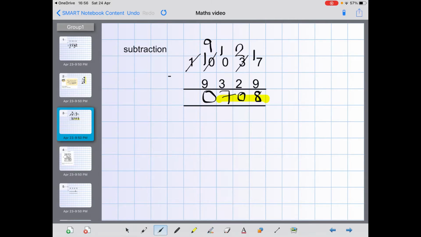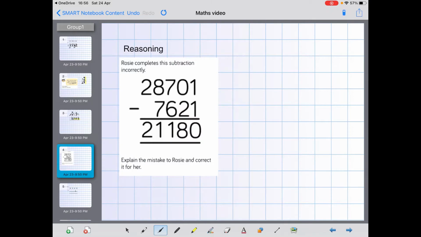Similar to addition, we will now go on to complete a subtraction reasoning question. Rosie completes this subtraction incorrectly. When we are doing addition, subtraction, multiplication and division, a lot of the reasoning questions that we have are to explain mistakes that other people have made. This is the opportunity for children to show that they understand how subtraction, addition, multiplication and division actually work. They should be able to look at this number sentence and spot where Rosie went wrong. They should be able to explain Rosie's mistake and correct it also.